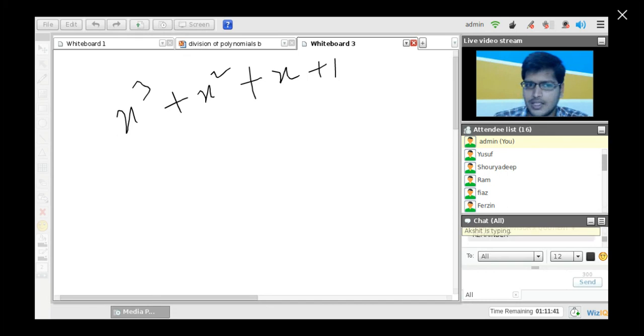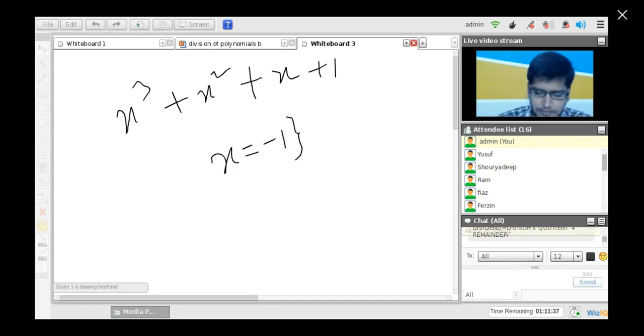Actually, here, x cube plus x squared plus x plus 1. If I'm correct, x equal to minus 1 is one of the zeros of this cubic polynomial. Am I correct, everyone? Substitute minus 1 in the polynomial.